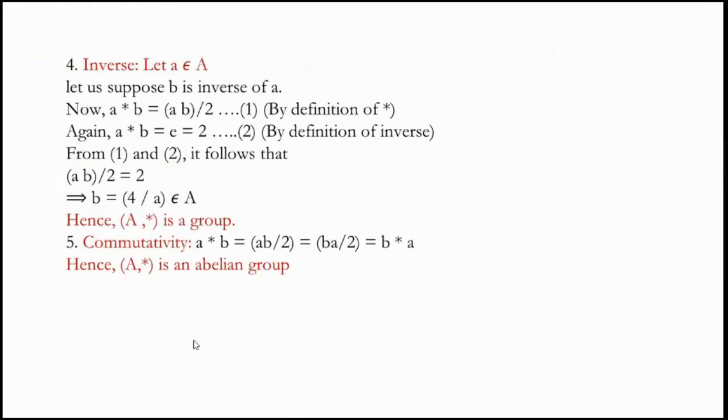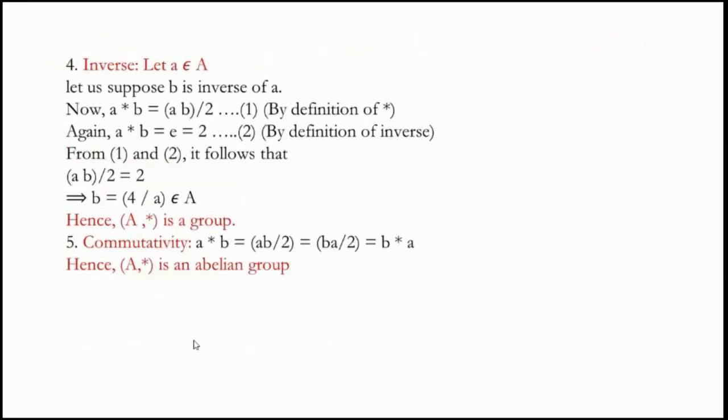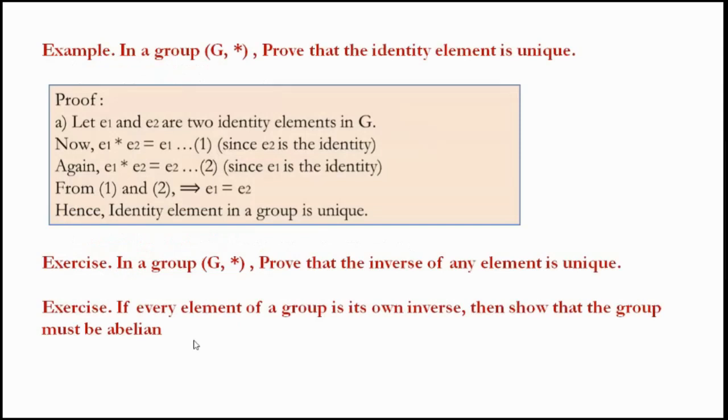So it is satisfying all the properties like closure, associativity, identity, and inverse, and also commutativity. So hence this group is forming an abelian group. Much discussion is not required, because by this time you are already aware of the group properties or binary operation properties.